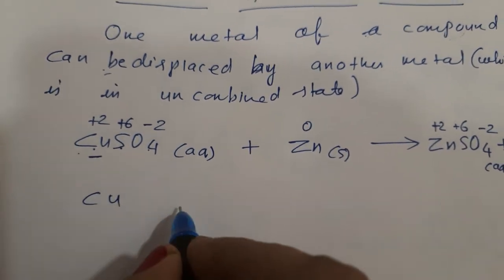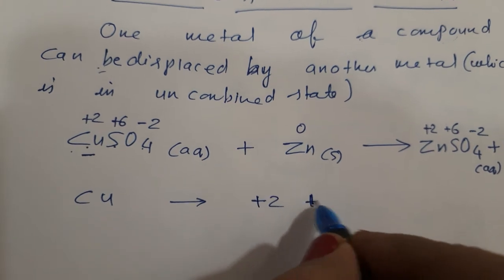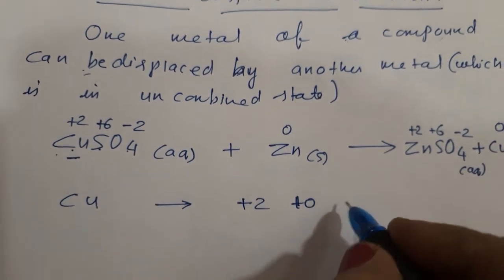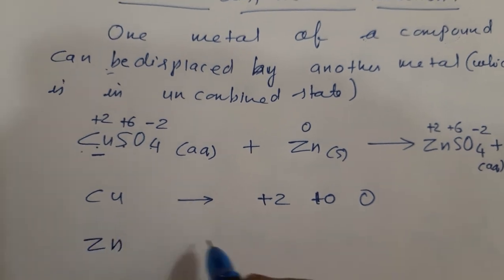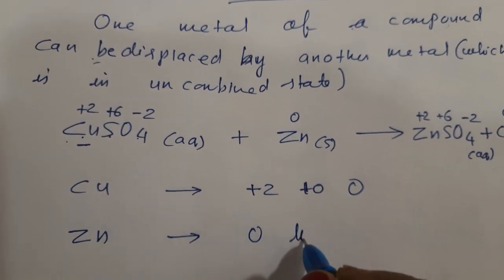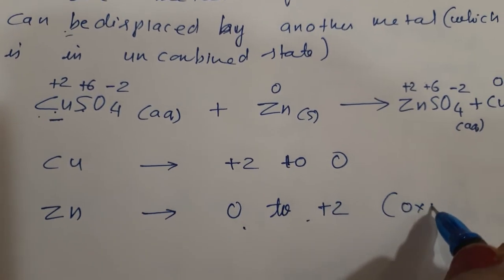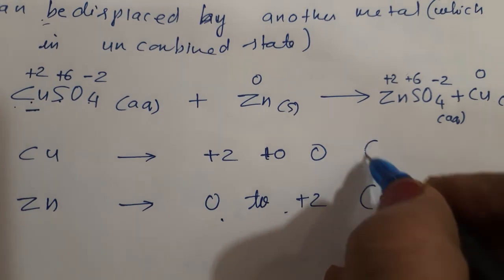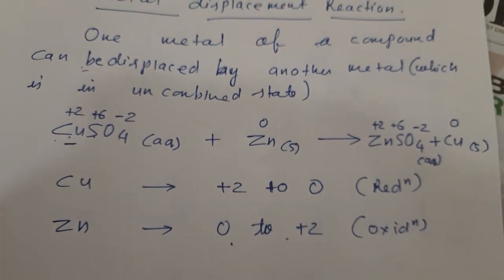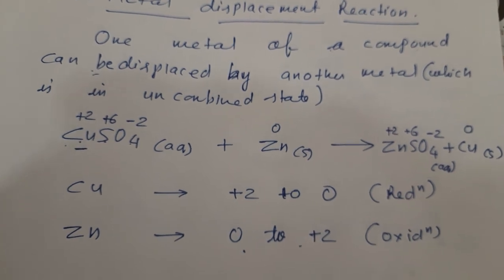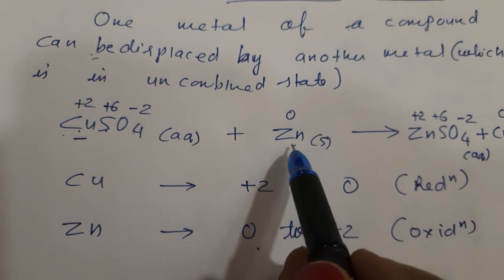So copper +2 to 0, and zinc 0 to +2. So 0 to +2 means oxidation and +2 to 0 means reduction. So this is a type of redox reaction which is known as metal displacement, in which metal of a compound is displaced by another metal which is in uncombined state.